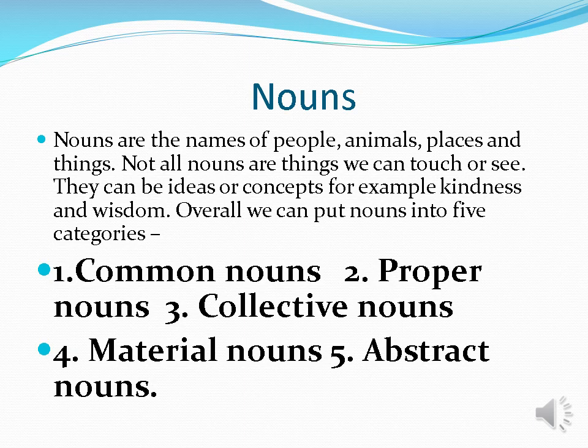And not all the things that are nouns we can touch or see. They can, of course, be ideas, concepts, and examples of that are kindness and wisdom. Yeah, so we can't see kindness or wisdom. We might feel it, but we definitely don't see it. So the nouns can be grouped into 5 different categories. We have common nouns, proper nouns, collective nouns, material nouns, and finally abstract nouns.